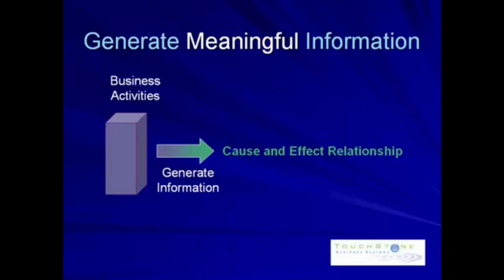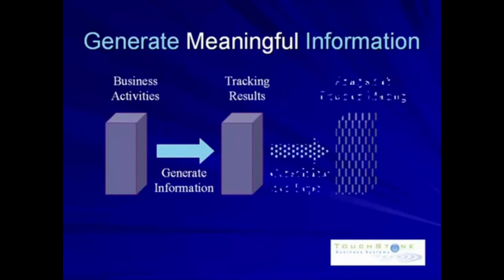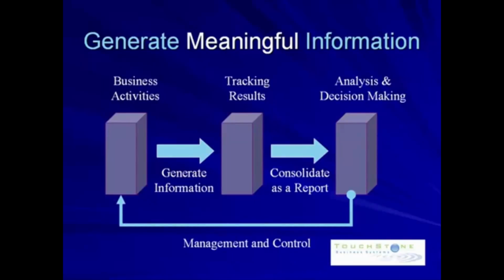You do this by having documented processes. In larger businesses, they're called standard operating procedures, or SOPs. They're used for training new employees, as well as having accountable expectations for existing employees. If something's not going right, you go back to the system to find out why. The results of business activities are tracked and consolidated into reports that are then analyzed and used to make decisions to manage and control the business activities.